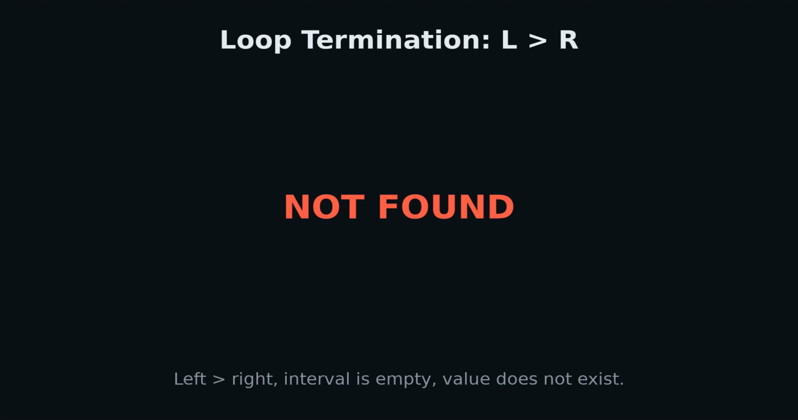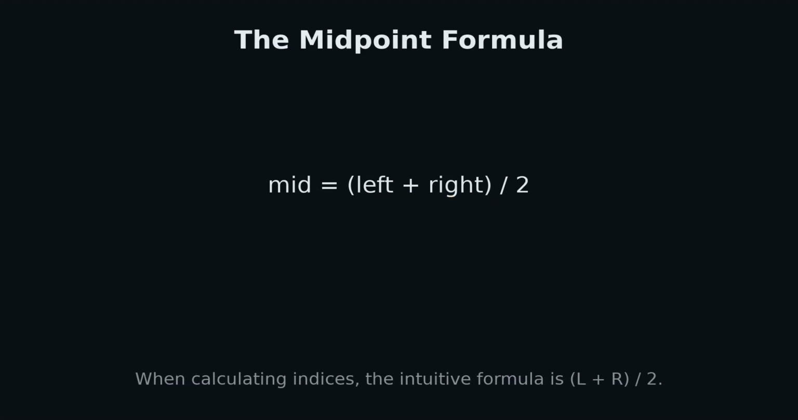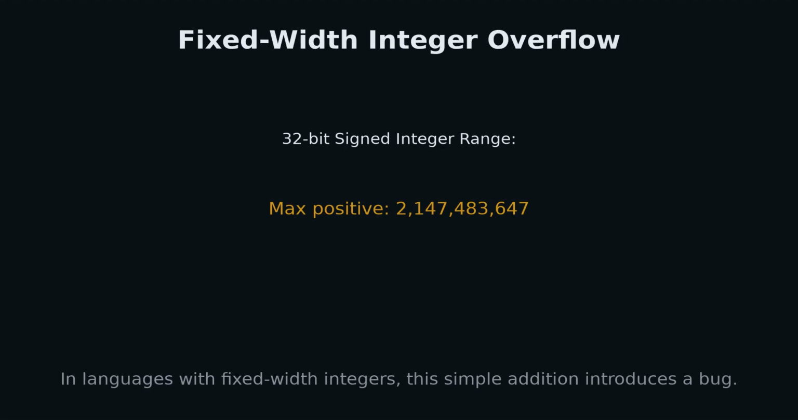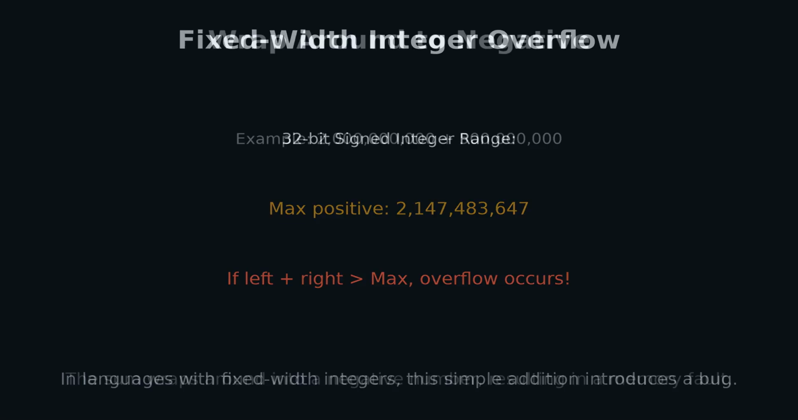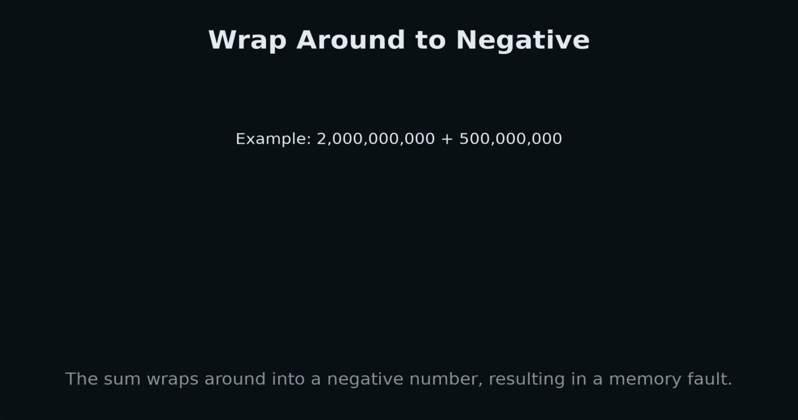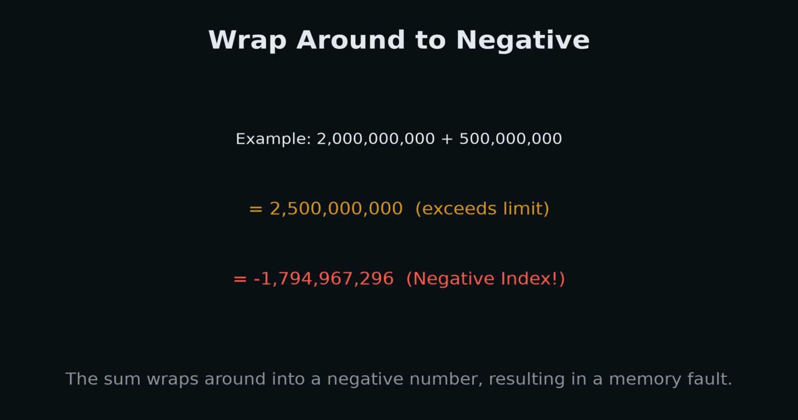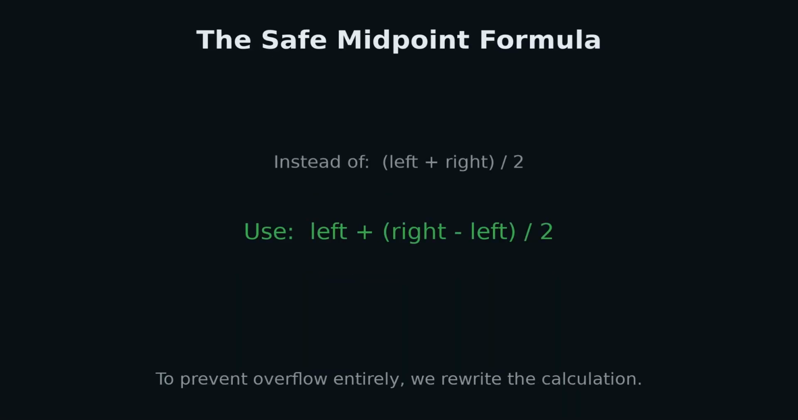value does not exist. When calculating the midpoint between 2 indices, the intuitive formula is left plus right divided by 2. In languages with fixed-width integers, this simple addition introduces a critical arithmetic overflow bug. If the sum of left and right exceeds the maximum positive value of a 32-bit signed integer, the sum wraps around into a negative number, resulting in an invalid negative index and a memory fault. To prevent overflow entirely, we rewrite the midpoint calculation as left plus the quantity right minus left divided by 2.